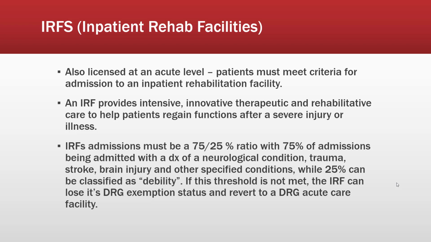They're also DRG exempt, so they're paid at a different rate, meaning if you went in there with your diagnosis of pneumonia, the 9.1 days are gone, they get paid differently, so they're DRG exempt. But they have to meet that 75-25 rule, and they've gone back and forth. It's been 60-40 at some points in time. But what this rule says is that 75% of their admissions have to come from specific diagnostic related groups, neurological conditions, trauma, strokes, brain injuries. There's some other specified conditions in there. 75% of the individuals coming into an IRF must meet this criteria. Only 25% can be a debilitated condition.